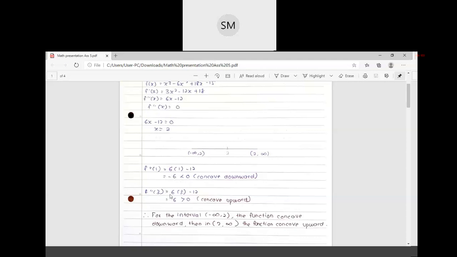And we substitute 3 into the second derivative. 6 times 3 minus 12, we get 6, which is more than 0. We can tell that it is concave upward. So in conclusion, for the interval negative infinity to 2, the function is concave downward. Then in 2 to infinity, the function is concave upward.